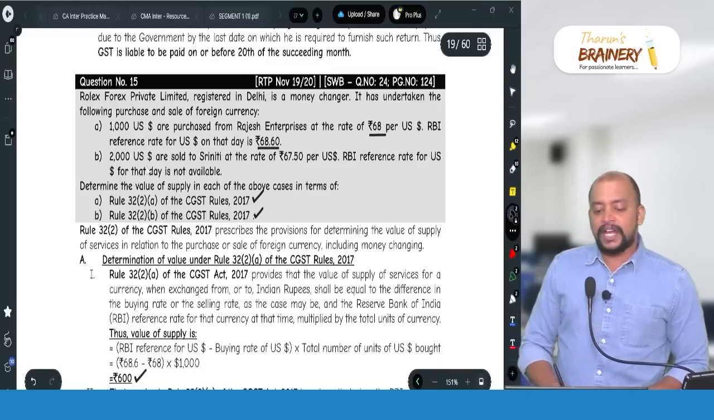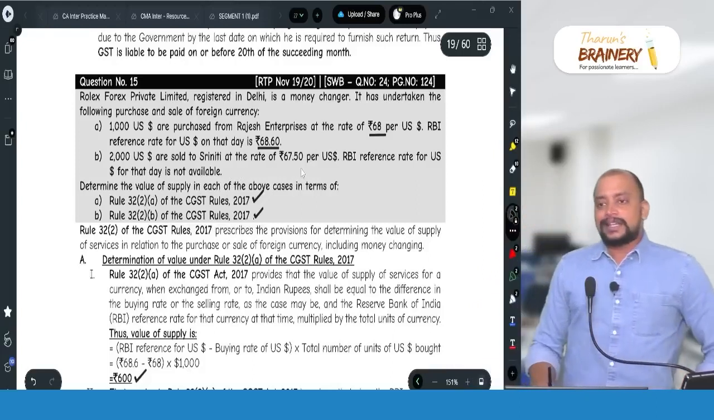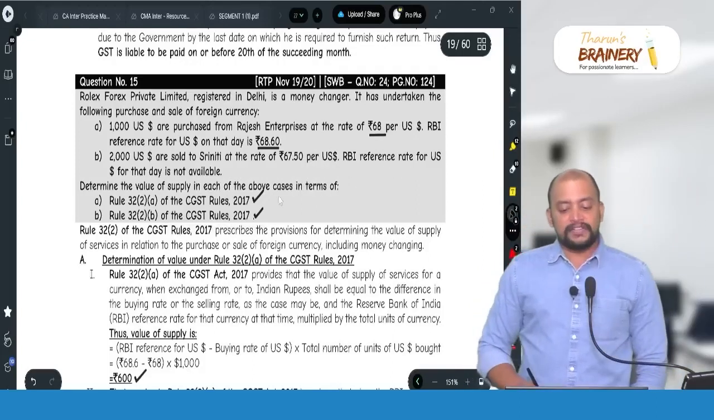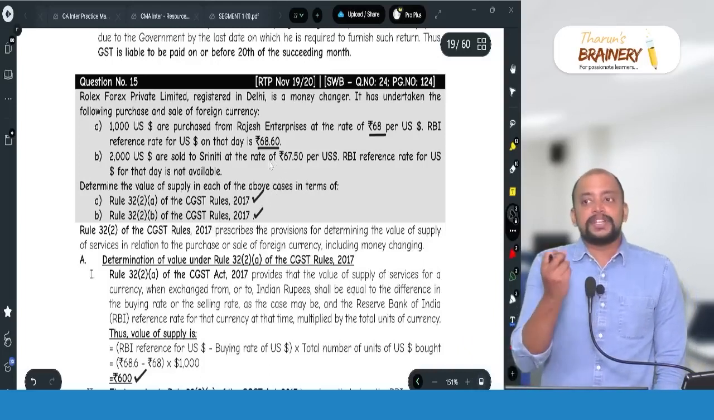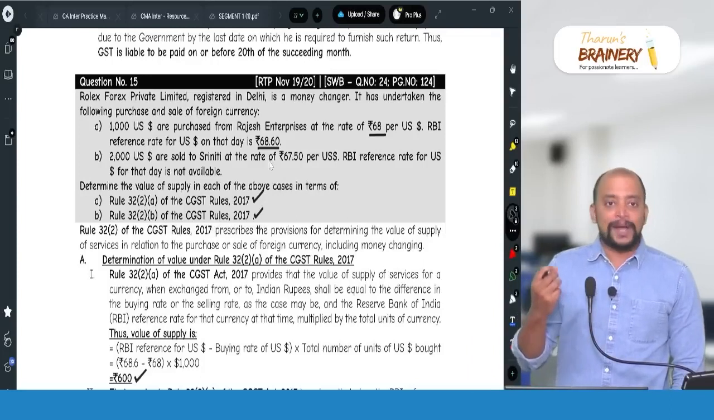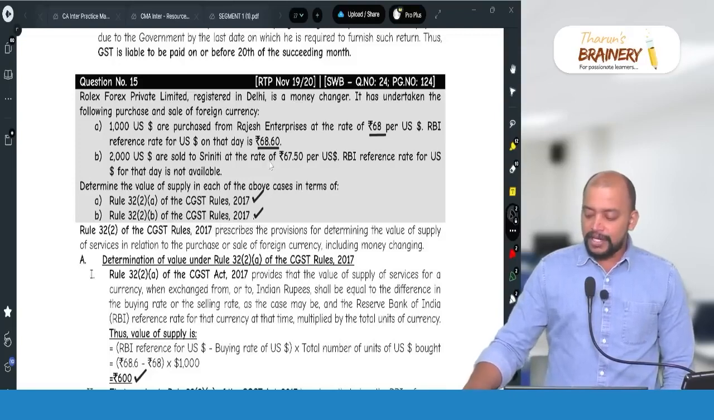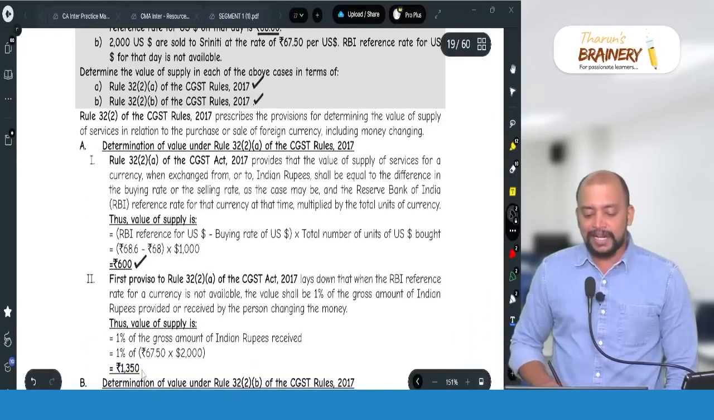And second one, $2000 are sold to Srinidhi at the rate of 67.5 per dollar. RBI reference rate is not available. As per 32.2A, we need to take the gross amount in Indian rupees and multiply with 1%. So the gross amount in Indian rupees is 2000 into 67.5 into 1%. So that will be 1350 will be taken.